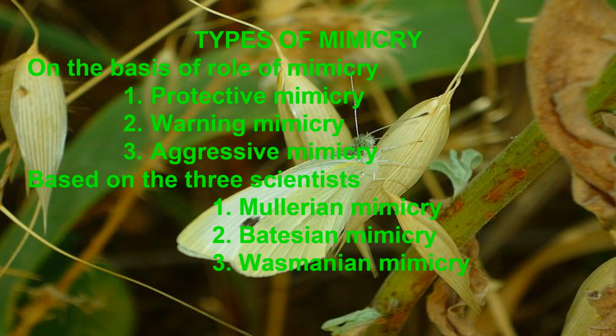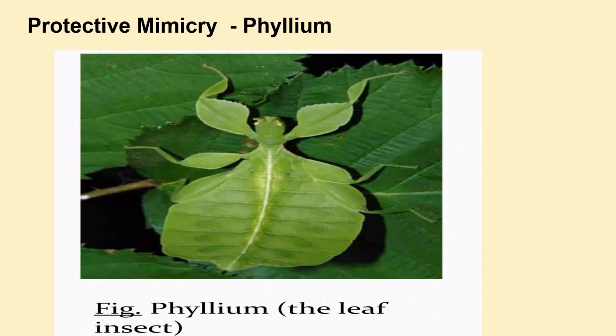On the basis of the role of mimicry, it is classified into three types: protective mimicry, warning mimicry, and aggressive mimicry. Secondly, mimicry is divided into three types based on the views of three scientists. They are Mullerian mimicry, Batesian mimicry, and Wasmannian mimicry.